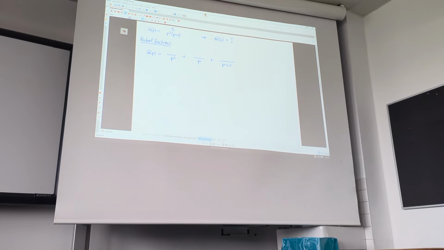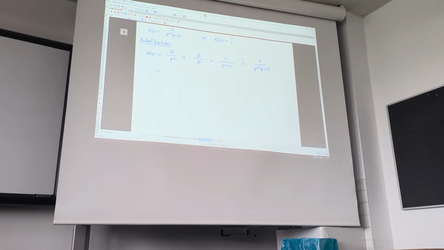Okay, and then what is not known at this point are the coefficients, which we just call a, b, and c. And then in the end, this has to be equal to our original expression 1 over p squared times p plus 1. And now the goal is to calculate a, b, and c. And how do we do that? How do we find a, b, and c? Can we plug in each one of the poles?